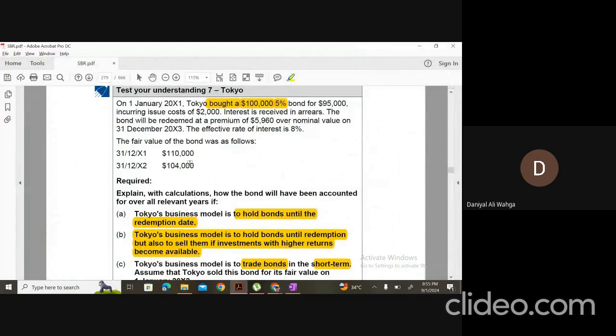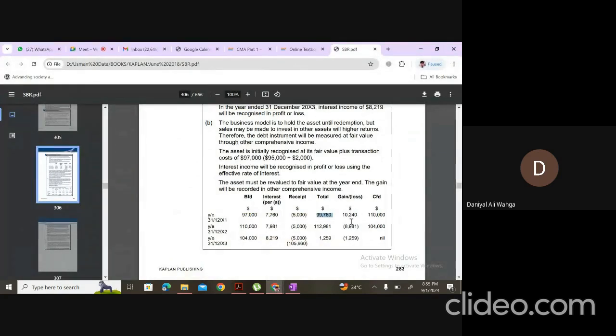but there will be a certain amount of change in the first year. Now, what happens? The value at the end of the first accounting period is $110,000. So this is the carrying value, 99,760. The fair value is $110,000. So we are going to create an unrealized gain of $10,240.